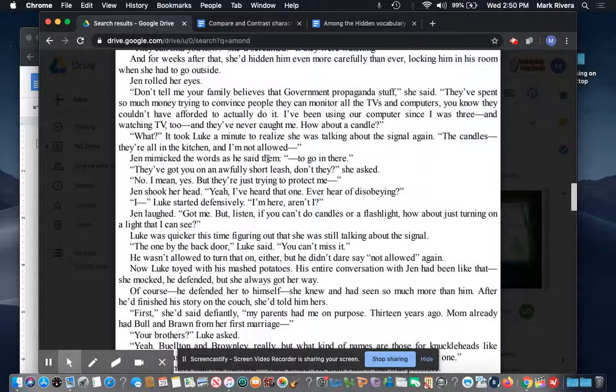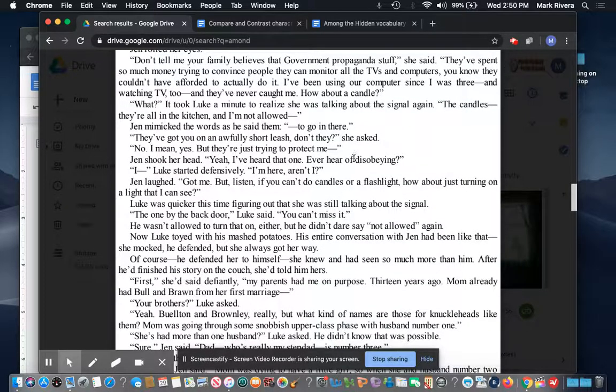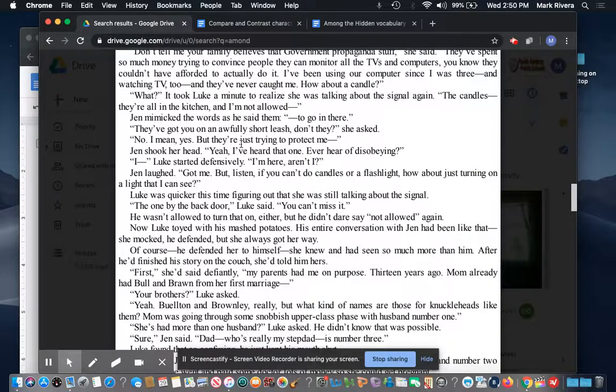"How about a candle?" "What?" It took Luke a minute. She was talking about the signal again. "Candles, they're all in the kitchen. I'm not allowed." Jen mimicked the words as he said them. "To go in there? They've got you on an awful short leash, don't they?" she asked. "No, I mean, yeah, but they're just trying to protect me."